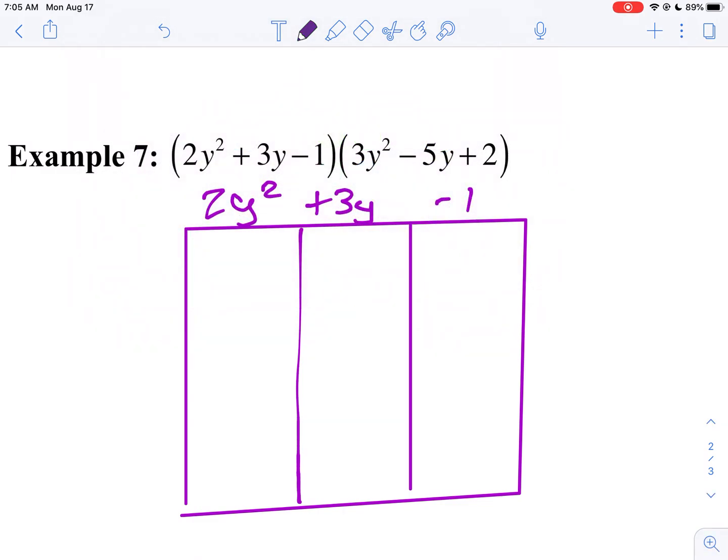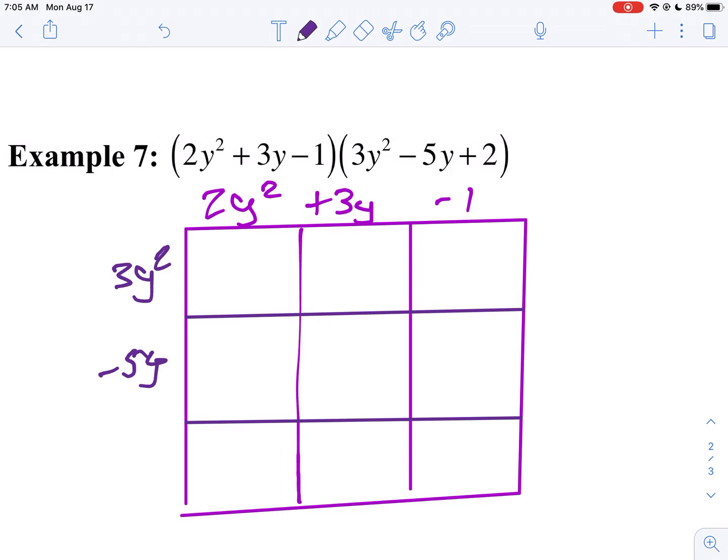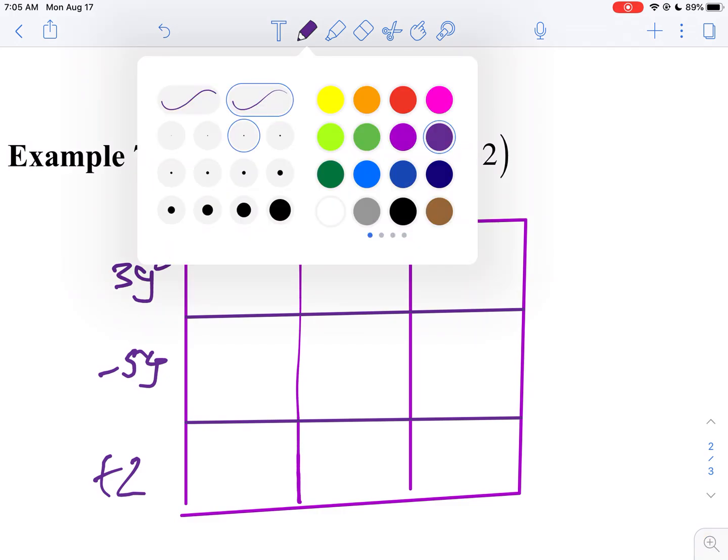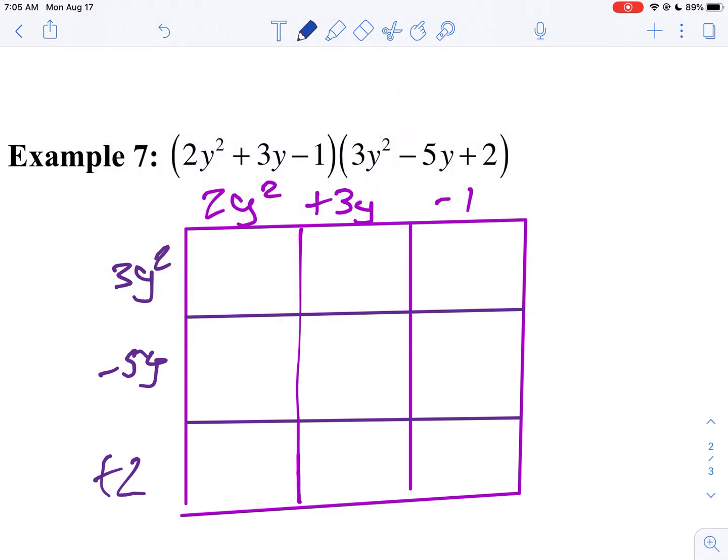And then I'm going down the sides. I'm going to put in 3y squared, minus 5y, plus 2. Now this is just a way to remember what to distribute. So now then I'm going to multiply length and width for each box. So in the first box, I'm going to take 3y squared times 2y squared. Well, that's 6y to the 4th, because I have 4 total y's.